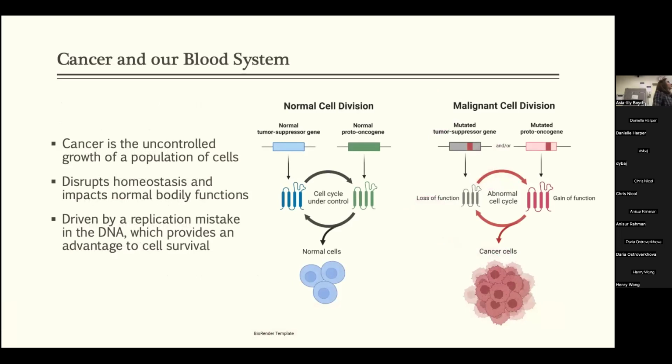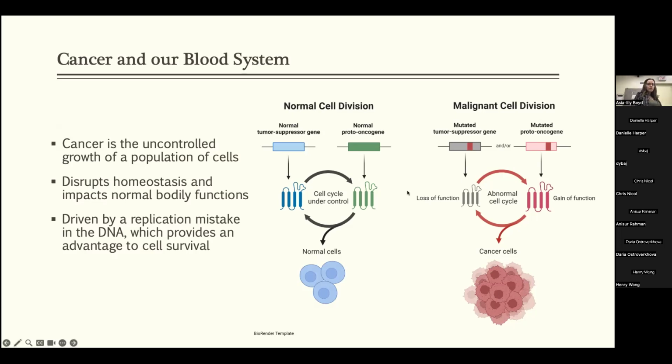So as I think all of us know, cancer is the uncontrolled growth of a population of cells. Now, when these cells grow in an uncontrolled fashion, the problem is that they disrupt homeostasis and normal bodily functions. This most often occurs through two main mechanisms, either a loss of function of a tumor suppressor gene or a gain of function of a proto-oncogene.